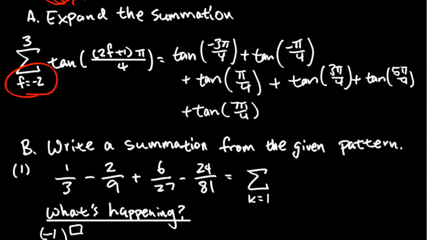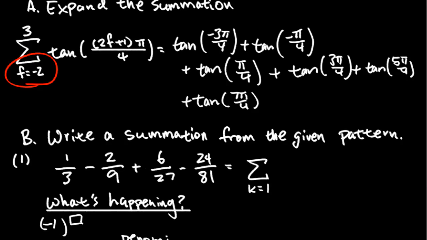So let's look at what's happening in the denominator. So the denominator is 3, 9, 27, 81. So if you've had enough experience with this stuff, you'll be familiar with that and know that this is just the powers of 3.